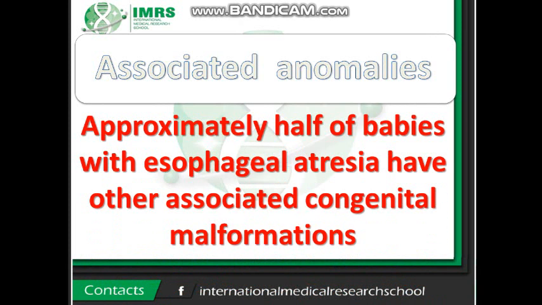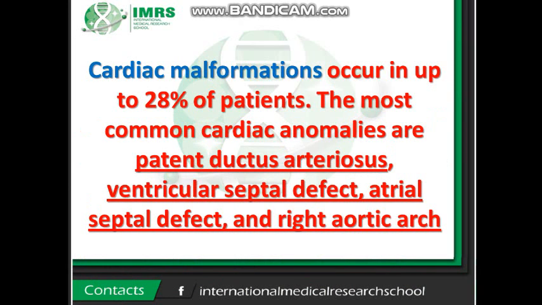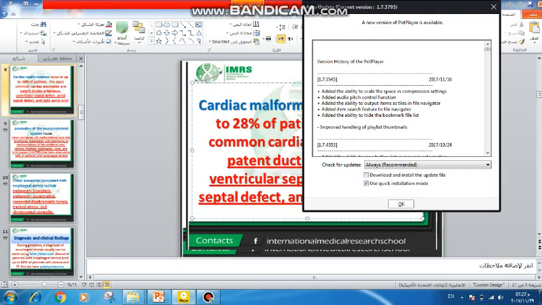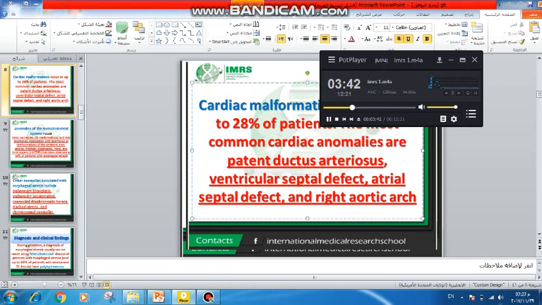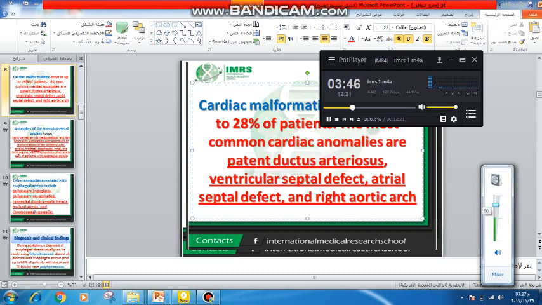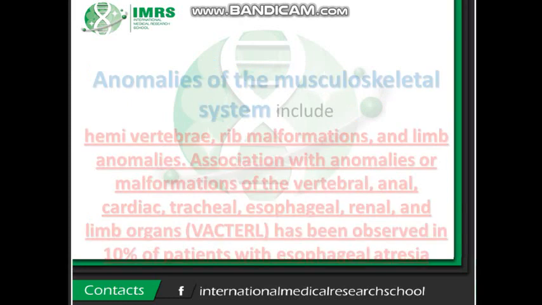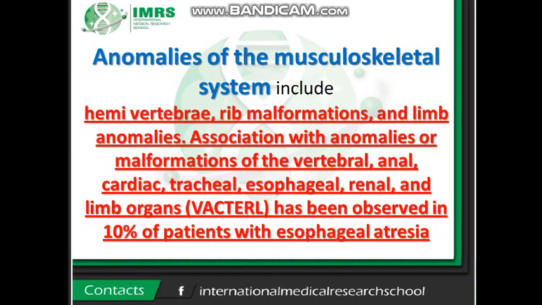Associated anomalies. Approximately half of the babies with esophageal atresia have other associated congenital malformations. For example, cardiac malformations occur in up to 28% of patients. The most common cardiac anomalies are patent ductus arteriosus, ventricular septal defect, atrial septal defect, and right aortic arch. Anomalies of the musculoskeletal system include hemivertebra, rib malformation, and limb anomalies. There is also association with anomalies of the vertebral, anal, cardiac, tracheal, esophageal, renal, and limb organs.